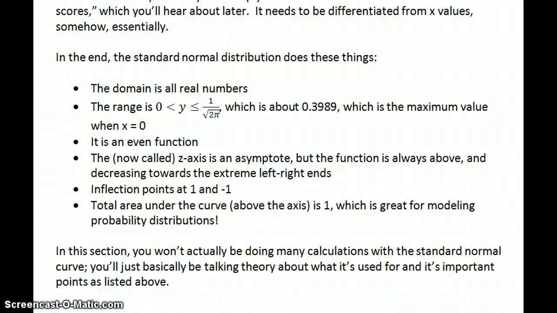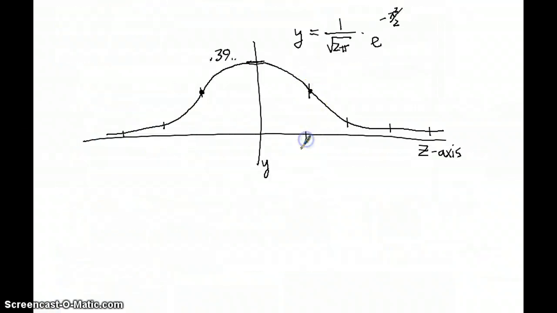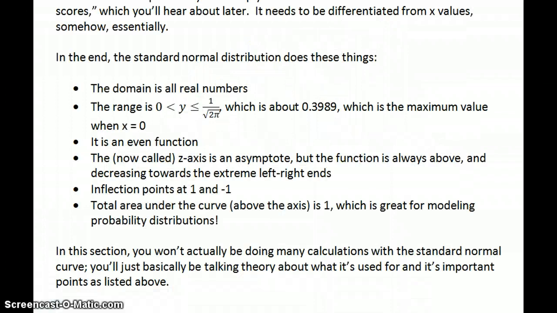That's another feature you need to worry about. So z is just a new name for x. Inflection points are now at 1 and -1. That's kind of a big deal. This is 1, and this is -1, where the turning happens, the change from turning right to turning left. And the total area under the curve now is 1.